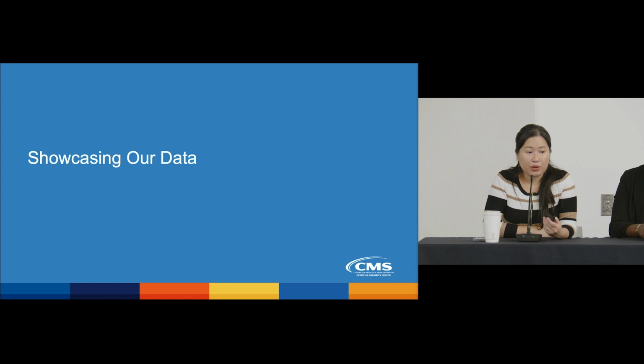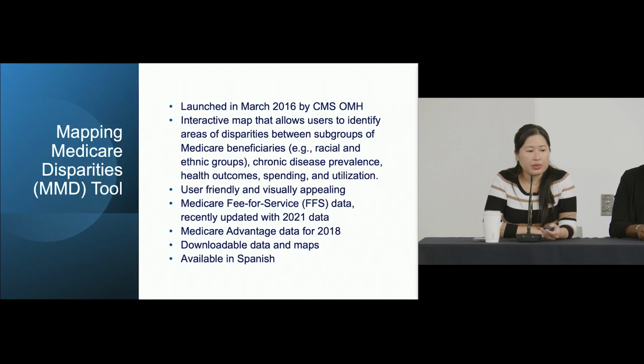And then, so we are collecting data. So what are we doing with those data that we currently have? In the Office of Minority Health, we have what we call the Mapping Medicare Disparities tool that was launched back in March of 2016. It's an interactive map that allows users to identify areas of disparities between subgroups. So we started out with Medicare fee-for-service back in 2016, and as of recent, we added 3 measures for the Medicare Advantage data. It is stratified by race, ethnicity, sex, age, and it's downloadable data, and the basic data format is available in Spanish as well.